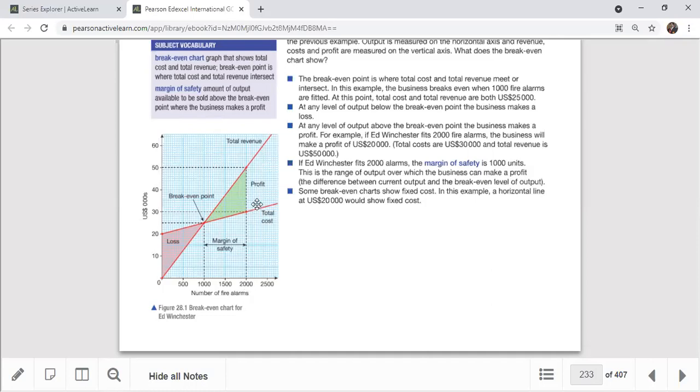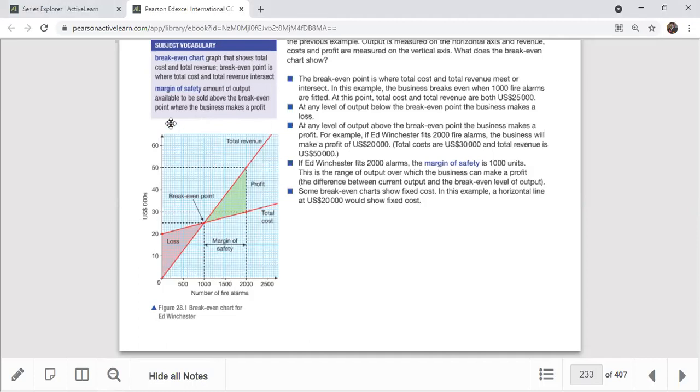Now we can calculate his entire profit. The gap between the actual quantity and the break-even quantity, we call that the margin of safety. Margin of safety is the amount of output available to be sold above the break-even point. Margin of safety is what?